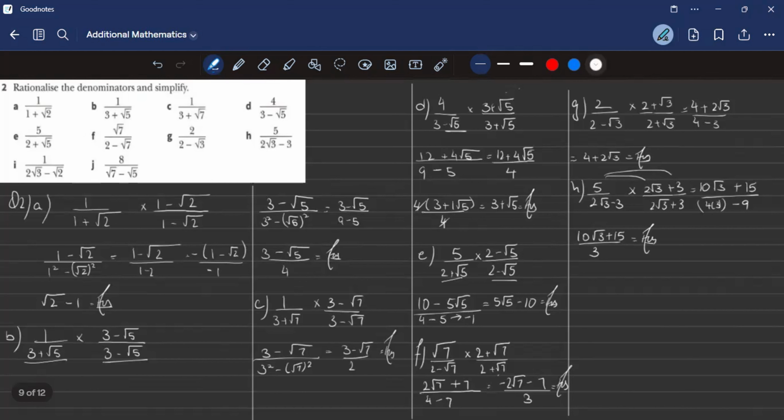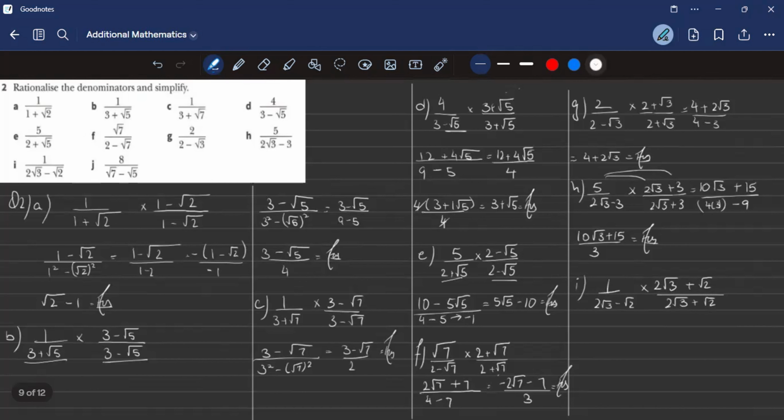And that's it. For part I, we have 1 divided by 2 under root 3 minus under root 2. Now, it may seem a little bit harder, but trust me, it's not. It's the same thing repeated again and again. They've just changed the type of question. They've added 2 surds instead of 1. So what would be the conjugate surd for this one? 2 under root 3 plus under root 2, divided by 2 under root 3 plus under root 2.